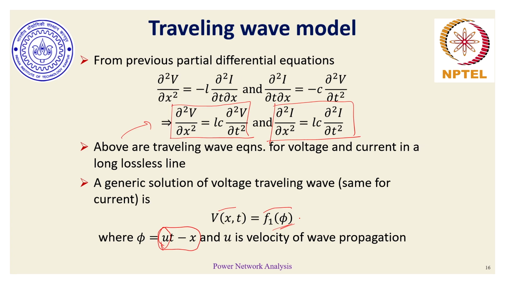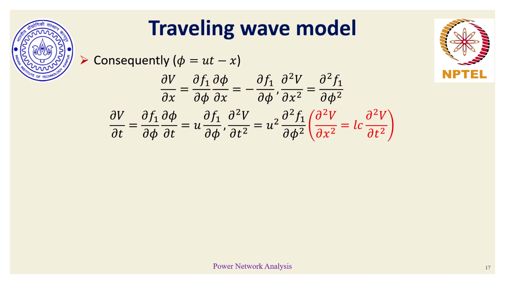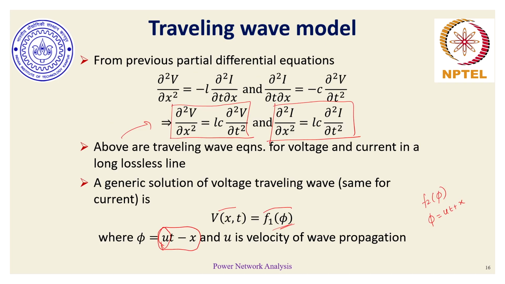I can also have a separate form where I have F2 of phi, where phi is some function of this signal, and phi in this F2 case becomes ut plus x. Okay, so I have a general form of solution for this voltage travelling wave, and consequently I can substitute these expressions into this analogous equation. Let's do that.